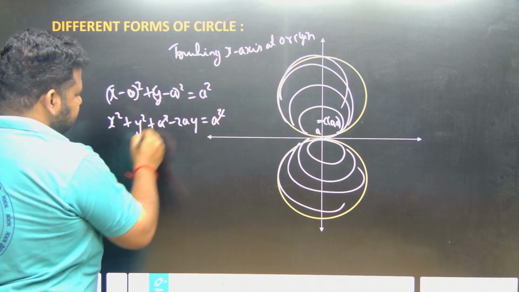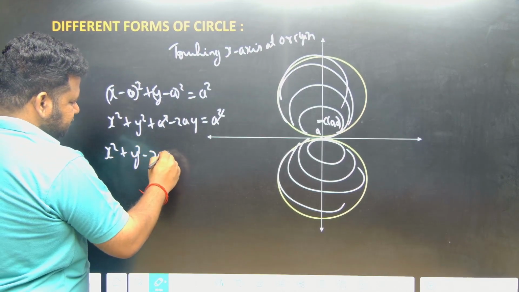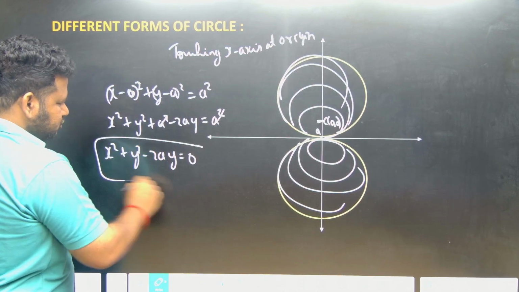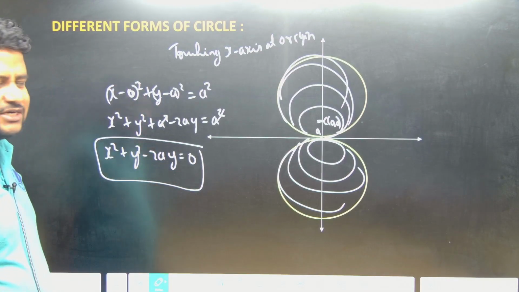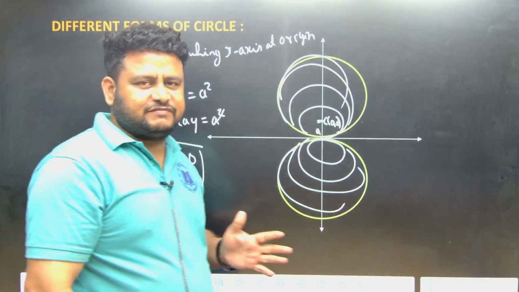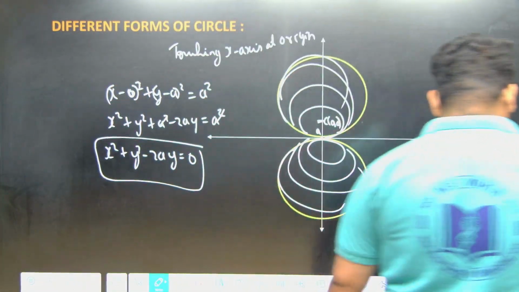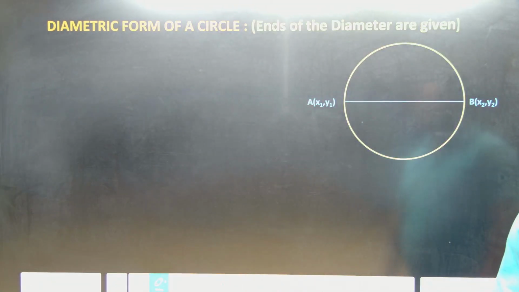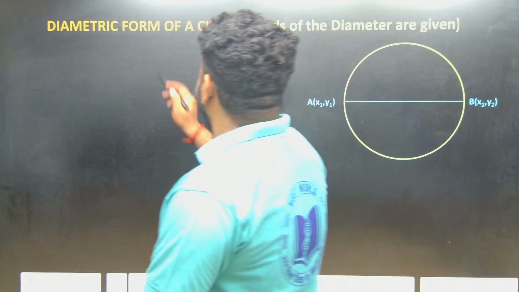A square cancels. What will I have? The equation of the circle x square plus y square minus 2ay is equal to 0. This is the equation of the circle touching the x axis at the origin and having radius a. Previously, what we studied was the equation of the circle touching the y axis at the origin and having radius a. Clear?